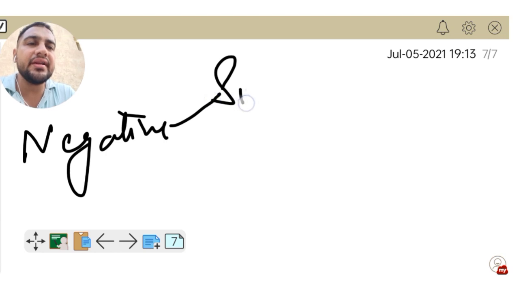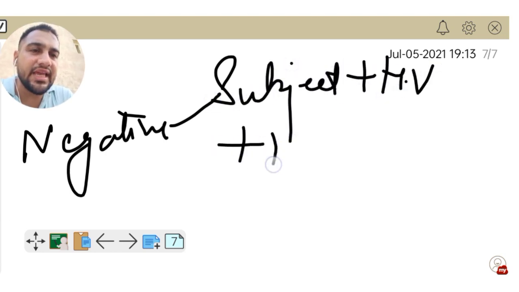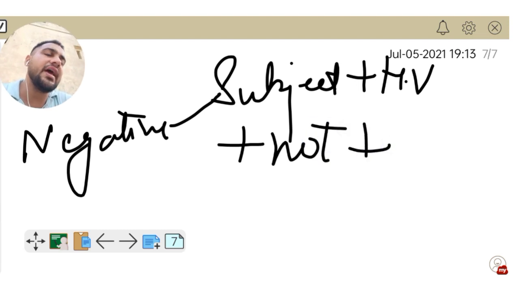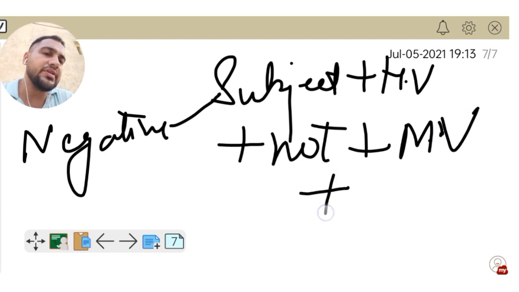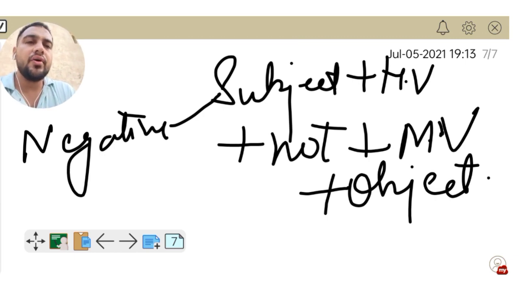So how will it be written? Subject plus helping verb and then negation sign not. Then we have our main verb and then object. Okay, this is our object. It is not mandatory to be written. It all depends upon the sentence. Whichever sentence it is, accordingly we see whether the complement is there or not. Okay, now suppose I am writing the negative sentence.